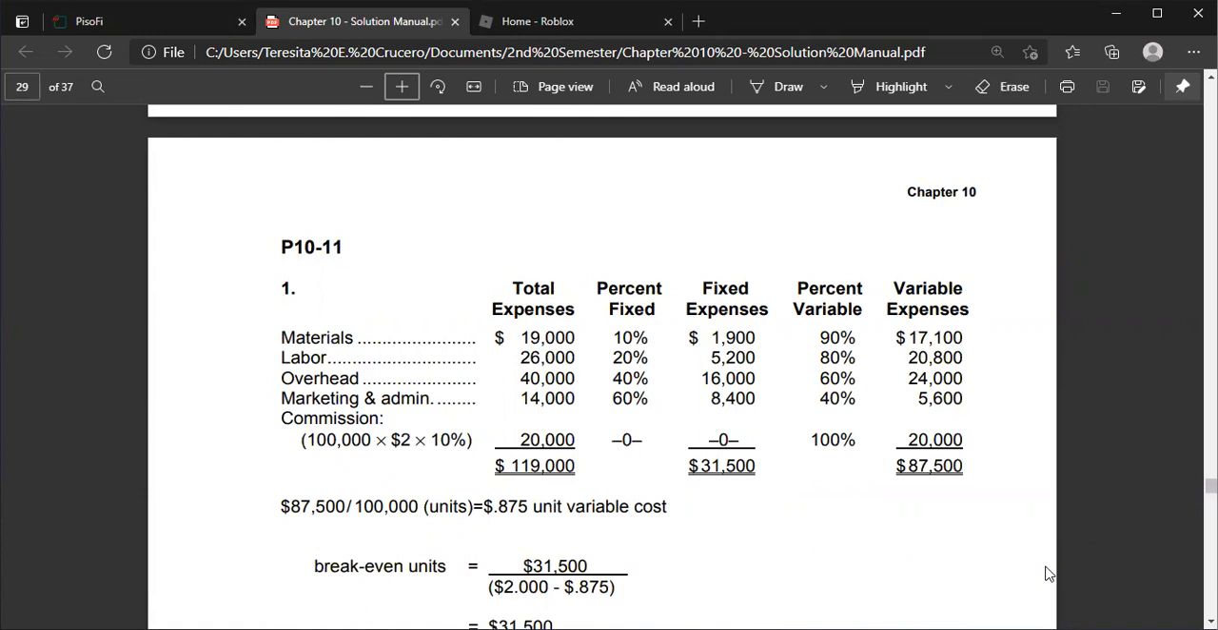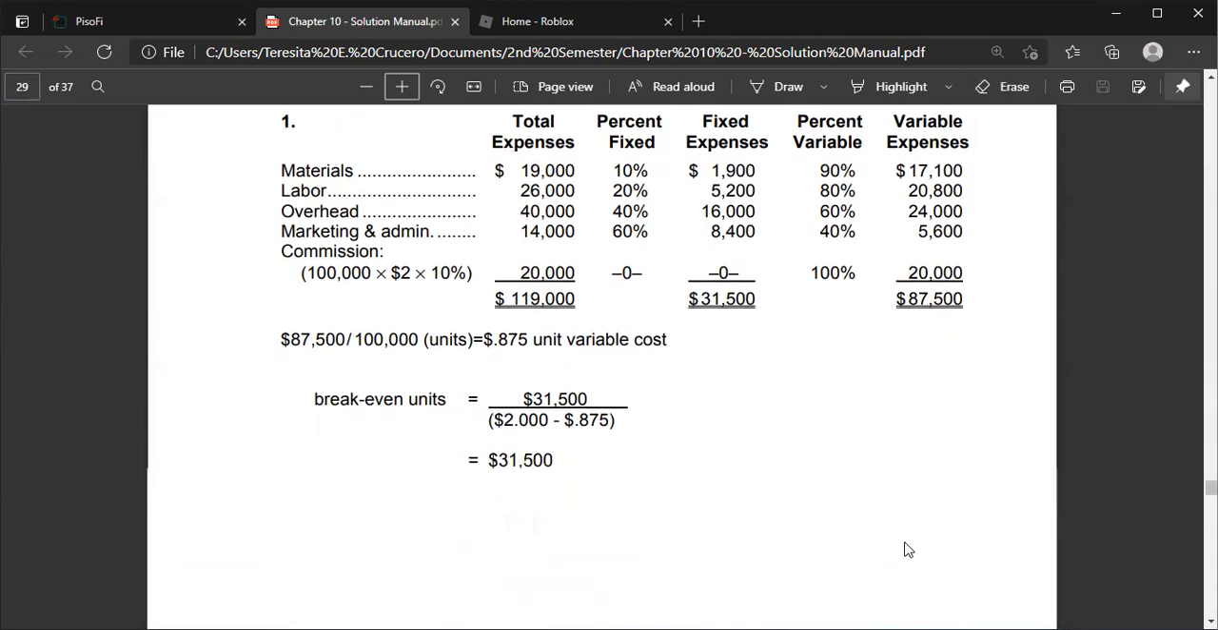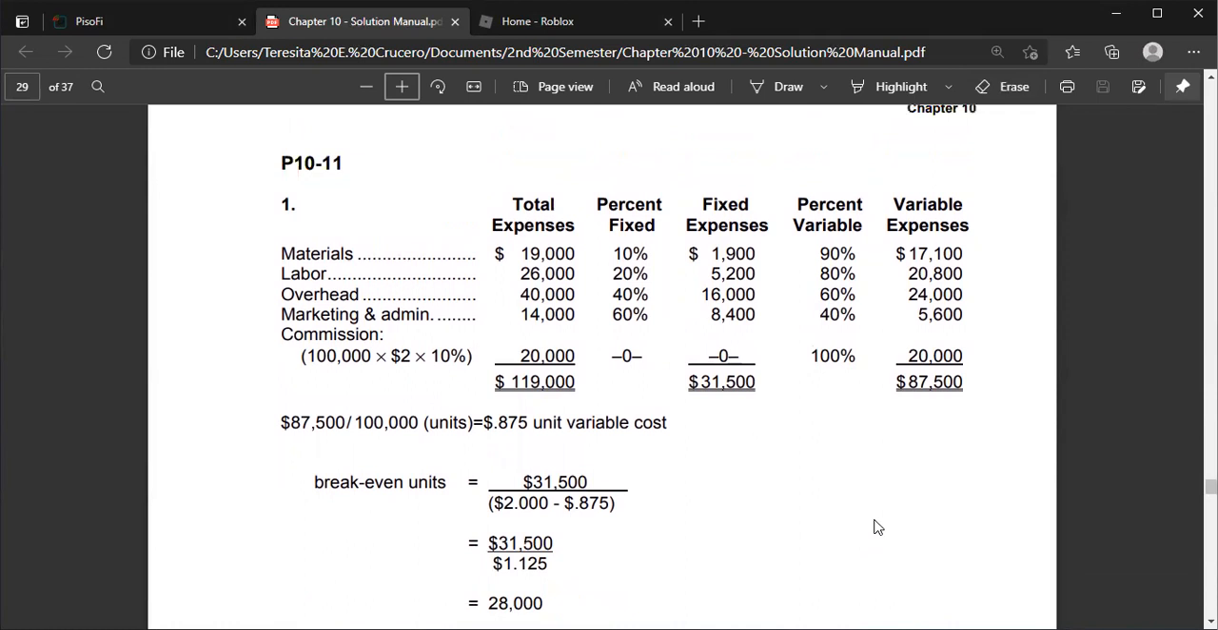So the Emerald Isle Company is considering building a manufacturing plant in County Kerry, predicting sales of 100,000 units. Emerald Isle estimates the following expenses. So we have now the total annual expenses for materials, labor, and overhead, and the total of marketing and administration. Then we have the percent of total annual expenses that are fixed. So for materials, only 10% is fixed. For labor, 20%. For overhead, 40%. And marketing and administration, 60%.